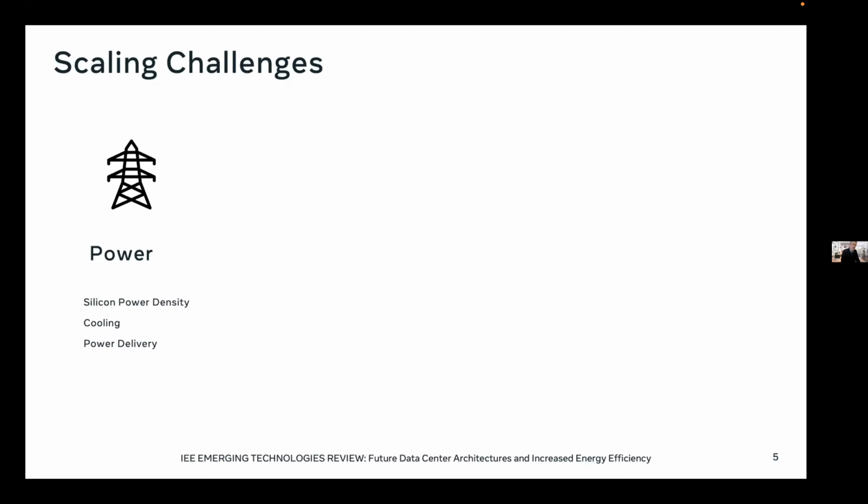And then also we have an infrastructure power limit in terms of how much power we can get from the utility and deliver to a given data center. So again, that bounds our ability in terms of power.